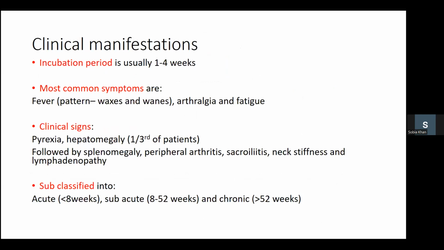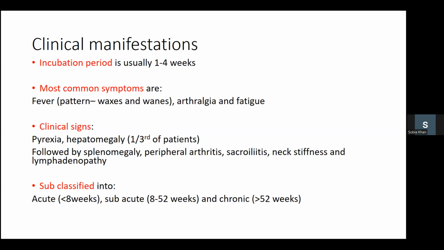Okay, so clinical manifestation. The initial period of brucellosis is usually 1 to 4 weeks, but it is very variable and may be as long as a year. The most common symptom experienced is fever, and the pattern is that it waxes and wanes. Arthralgia and fatigue are also common symptoms. Clinical signs again include pyrexia, hepatomegaly, which is seen in 1/3 of the patients, followed by splenomegaly, peripheral arthritis, sacroiliitis, neck stiffness, and lymphadenopathy.